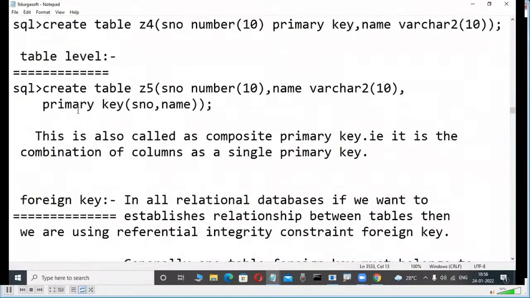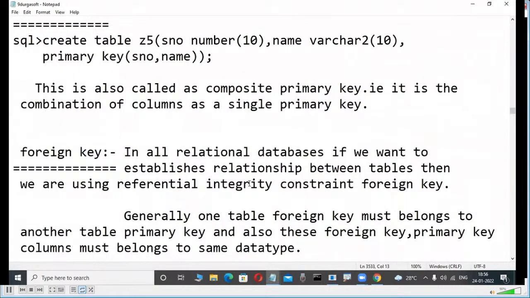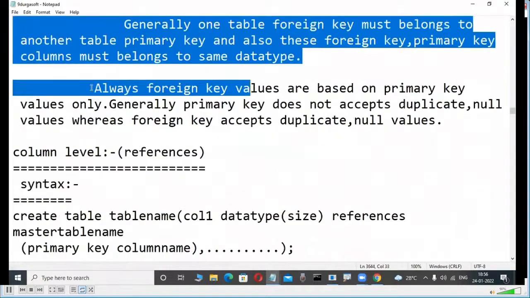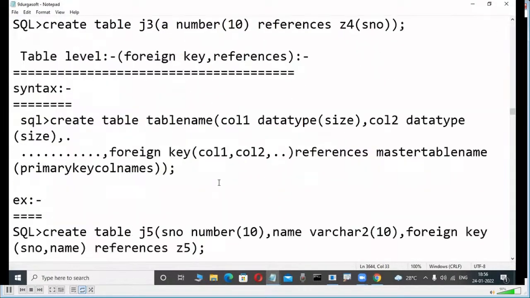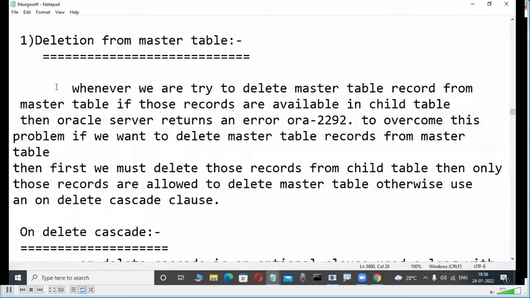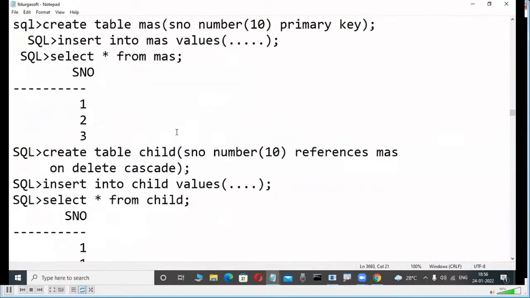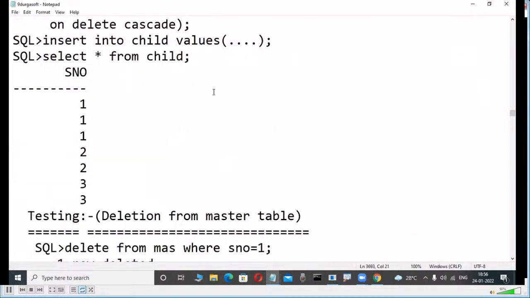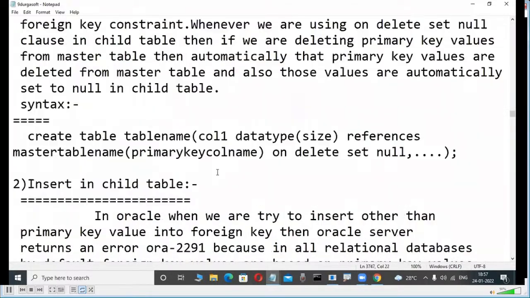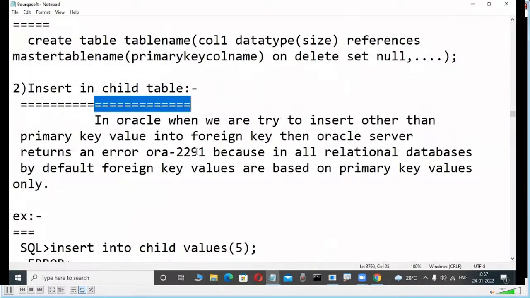I'm telling you only how foreign keys establish a relation like this. Whenever a master and child table exist, there are two rules in every database: deletion from the master table and insertion in the child table. Whenever we delete from the master table, what happens? What is the on delete cascade clause? What is the on delete set null clause? Those are about deletion from the master table. And for insertion in a child table, what happens?